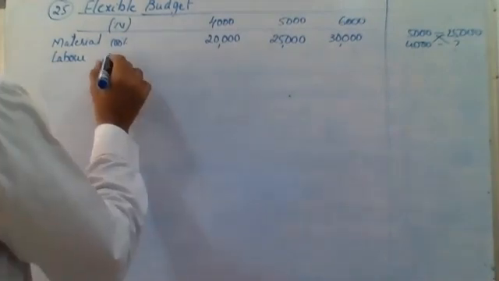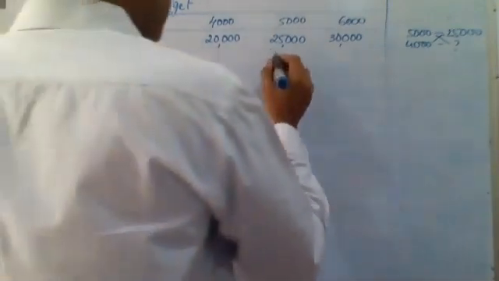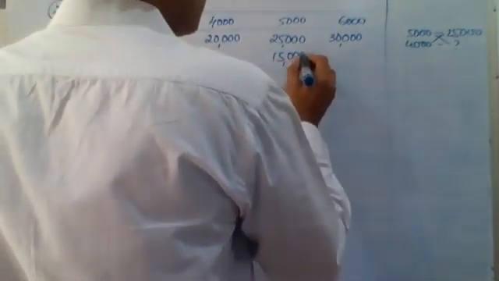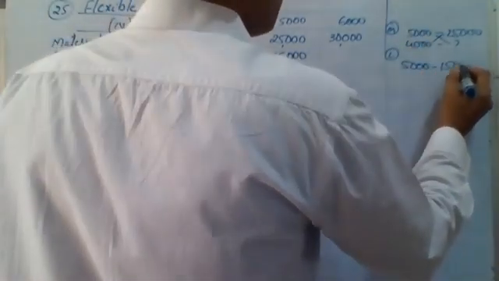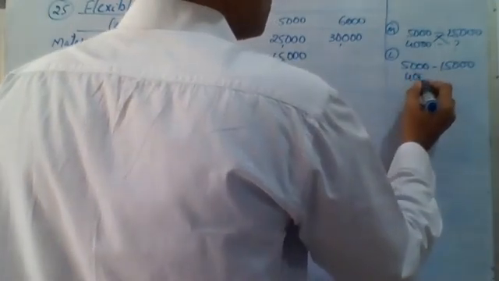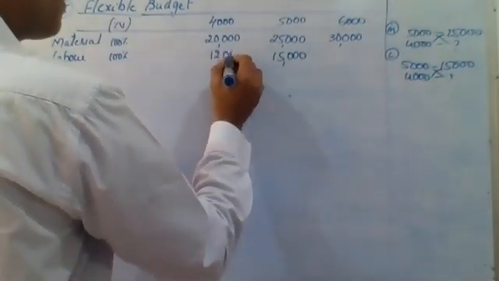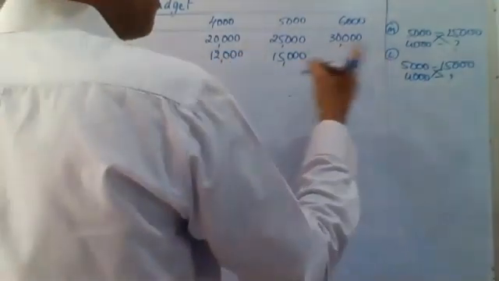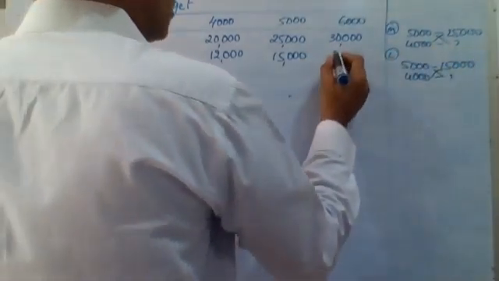Labor cost is also 100% varying. So because it is 100% varying, the given figure is 15,000. So what would I do? For 5,000 units, if it is 15,000, for 4,000 units, how much? So it comes to 12,000. Same, 5,000 units, 15, for 6,000 units, how much? It will be 18.